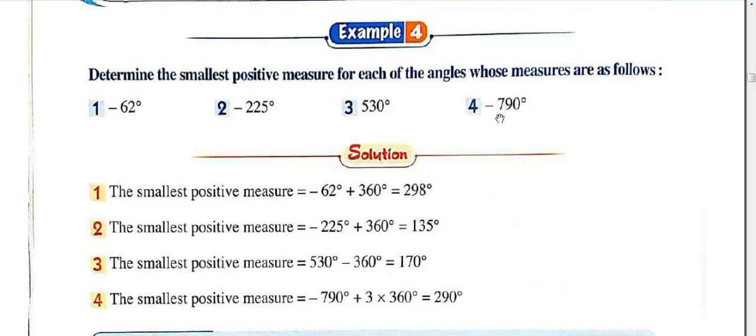Number 4, negative 790, we add 360 twice to find the positive. So if you want to determine the smallest positive measure of an angle: for number 1, negative 62, add 360 degrees. Number 2, add 360 degrees. Number 3, subtract 360 degrees. Number 4, add 360 degrees twice, so the result will be 290 degrees.